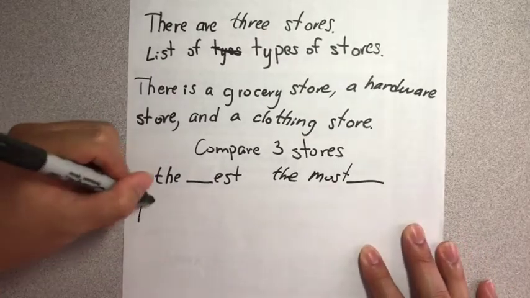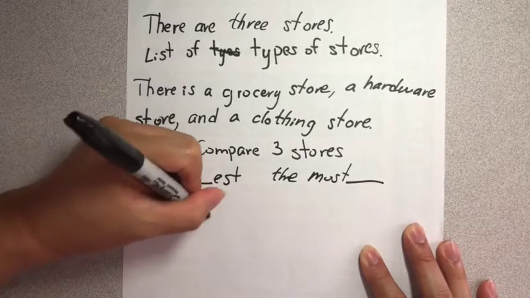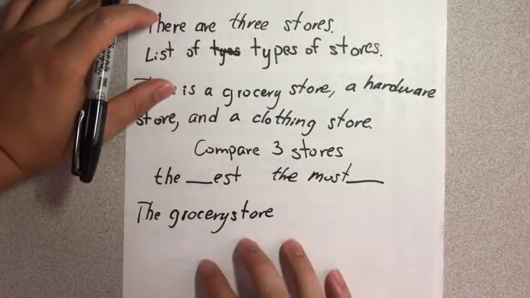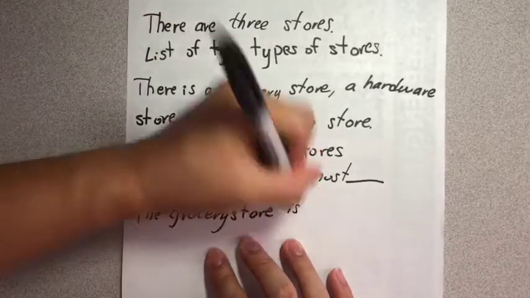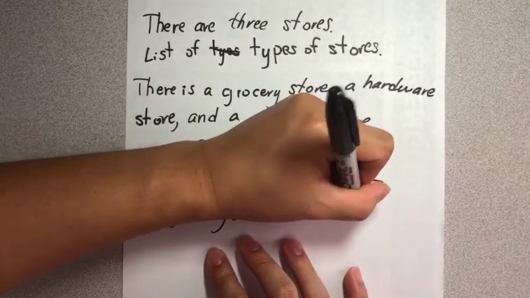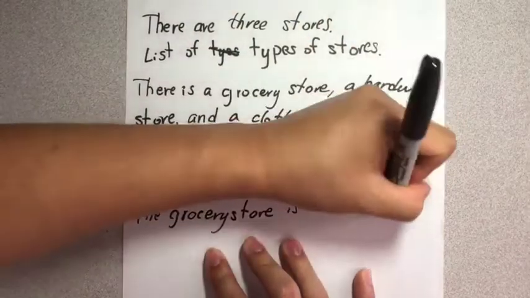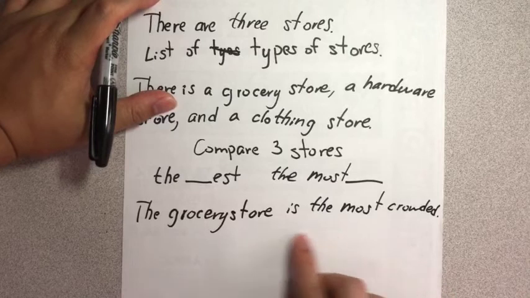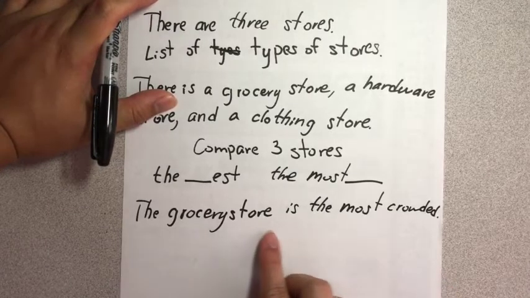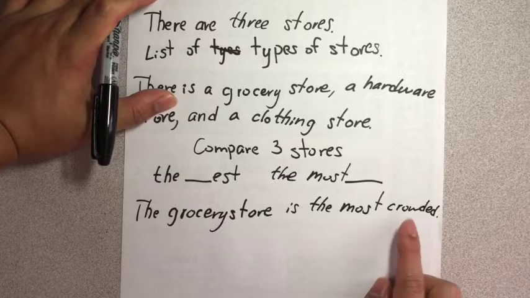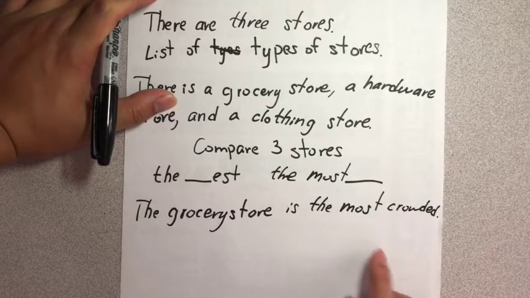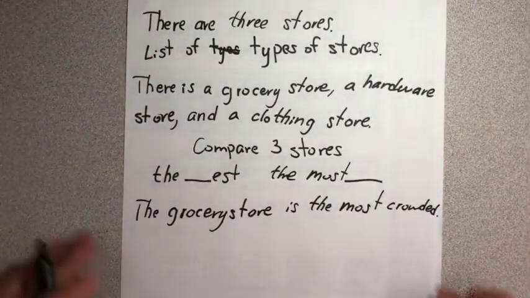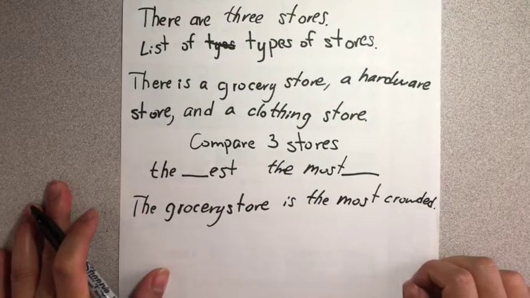So, the grocery store is the most crowded. What does this mean, the most crowded? The grocery store is the most crowded. This means the grocery store has the most people. A lot of people are going to the grocery store. The grocery store has the most customers.